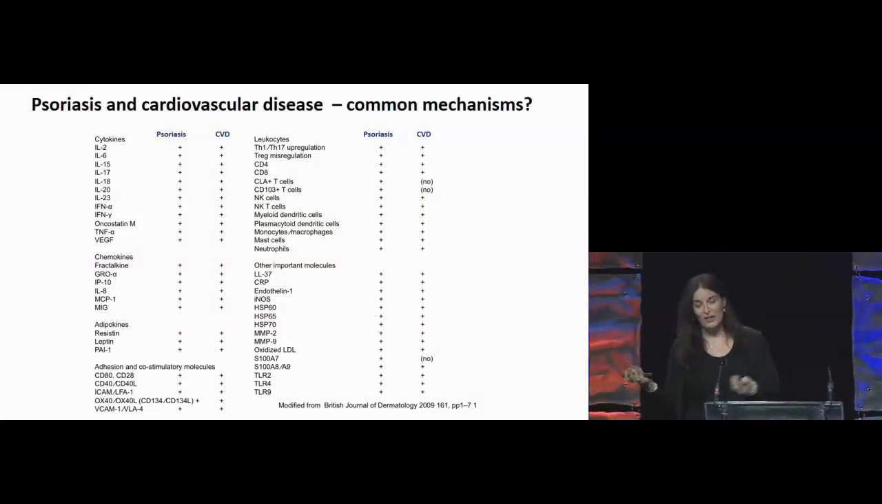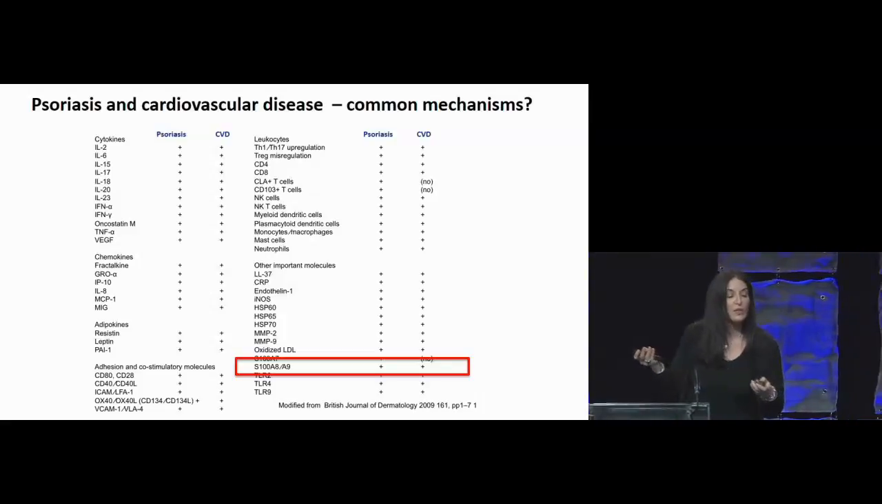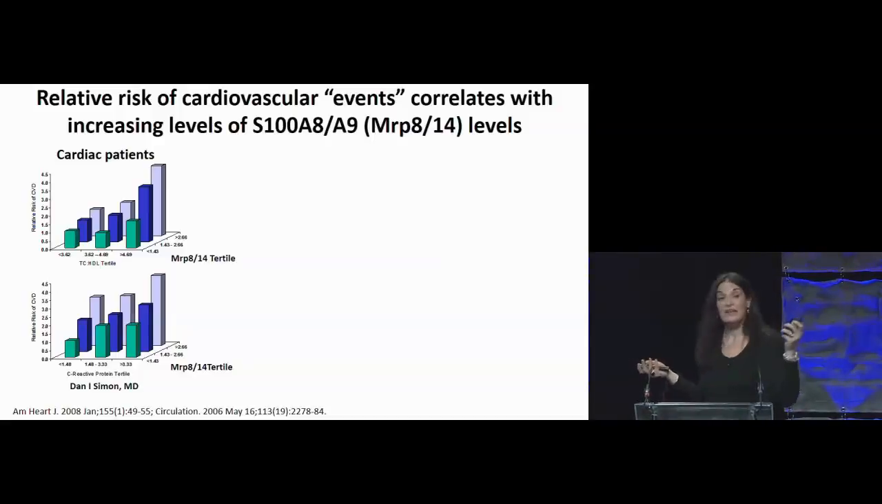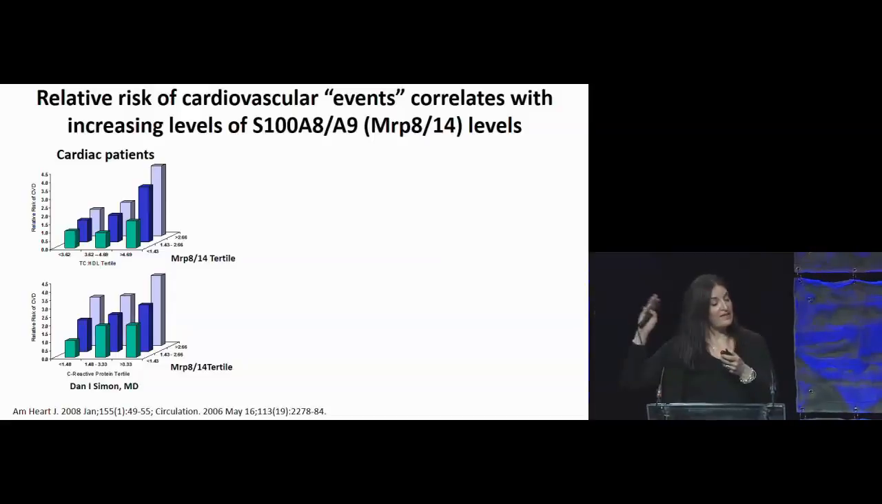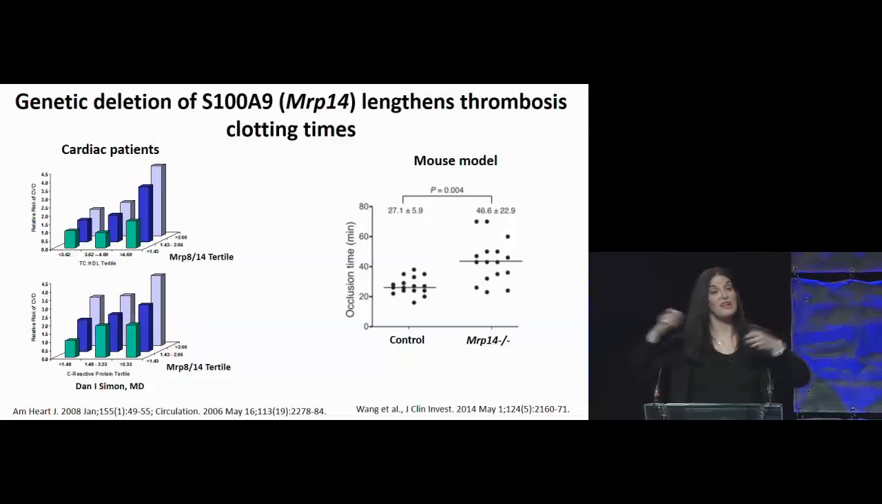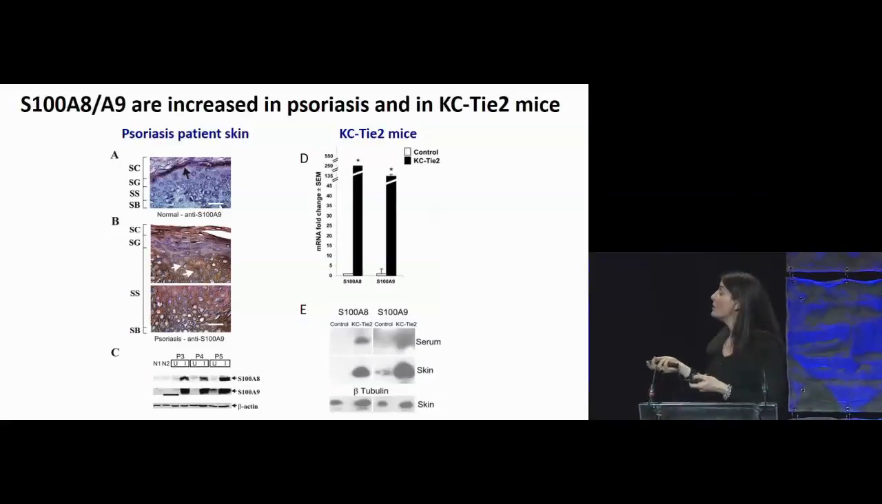Lots of common molecules involved in both diseases. This one jumped out at us, S100A8A9, calprotectin. Why? In cardiovascular literature, it correlates and corresponds to increasing risk, HDL, CRP. If you knock it out of a mouse model, that mouse has a lengthened time to clot. It's protected. We know it's up in psoriasis skin. It's up in the epidermis. It's up in lesional skin. We also knew it was up in the KC-TY2 mouse, both in the skin and the serum.